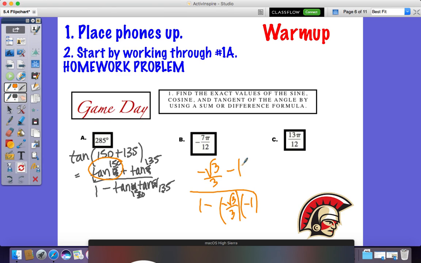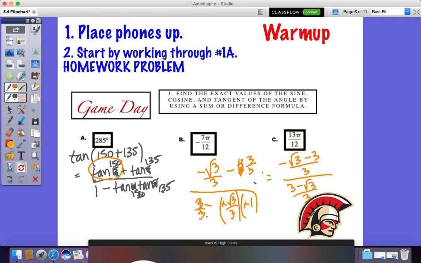So negative square root of 3 over 3 minus 1, we're going to change this 1 to 3 over 3, right? So I can subtract that. On the top side, we should get negative root 3 minus 3, all over 3. I like that. Cool? The bottom, when multiplied, would be 1 minus square root of 3 over 3. What does the 1 turn into? 3 over 3. So this would be 3 minus square root of 3, all over 3.